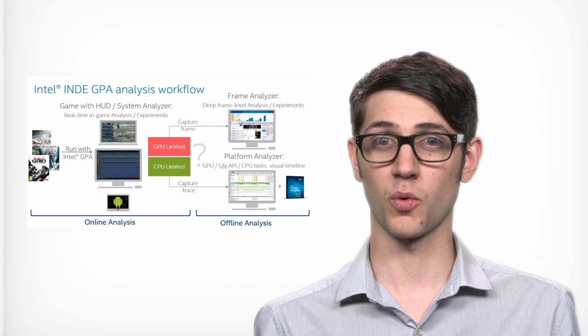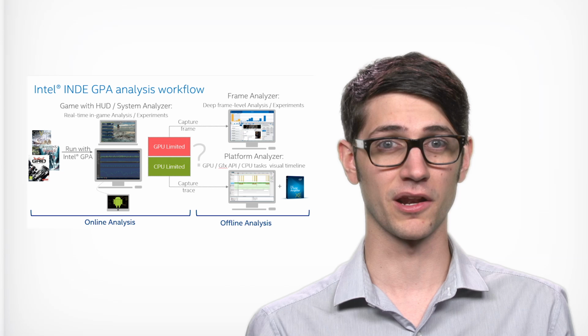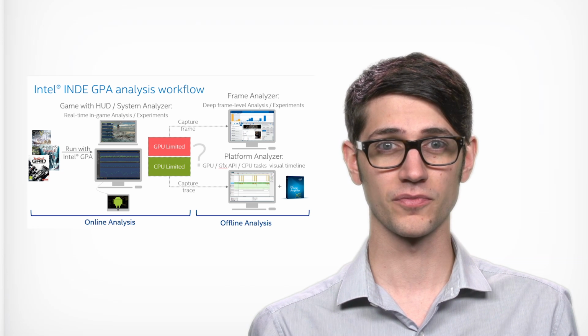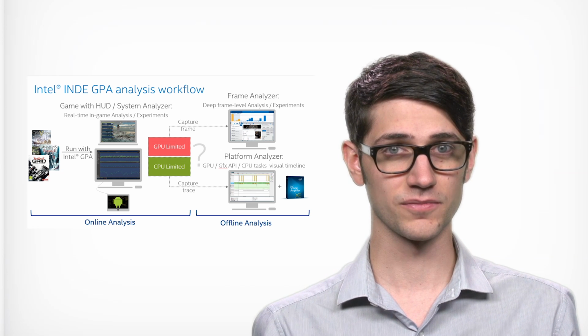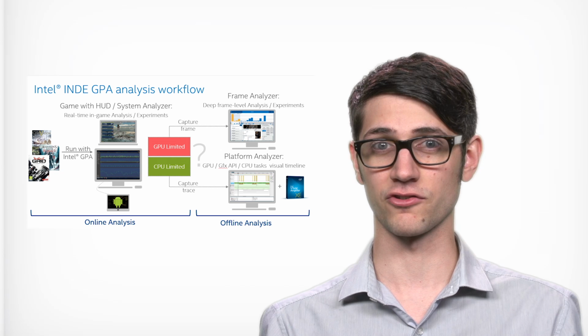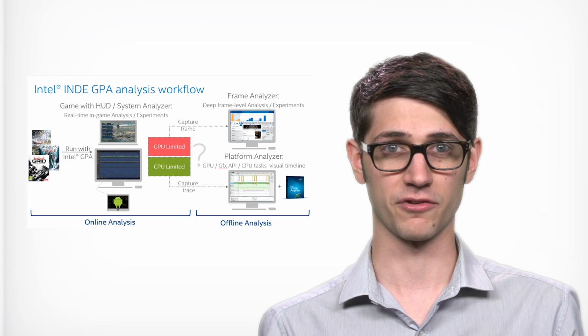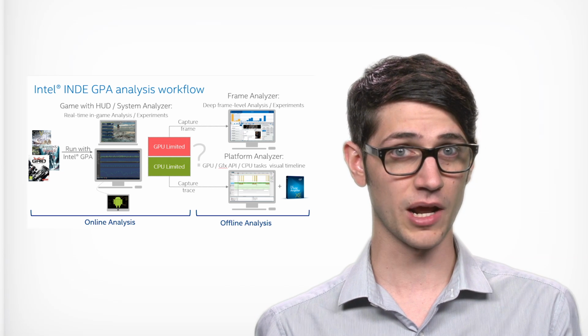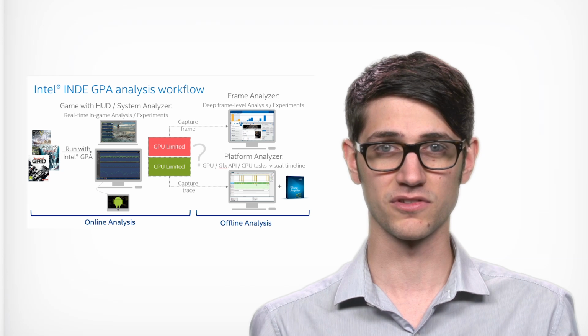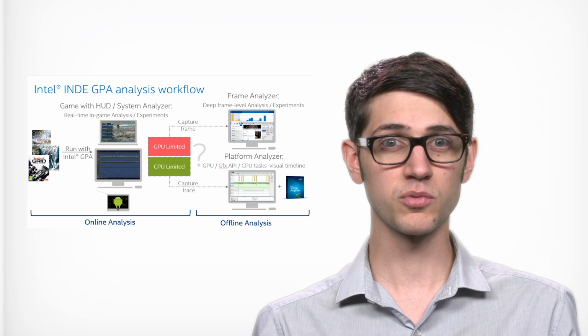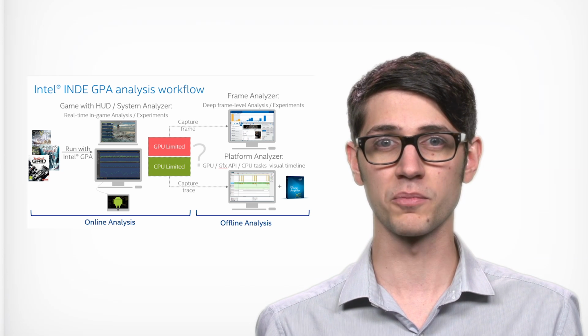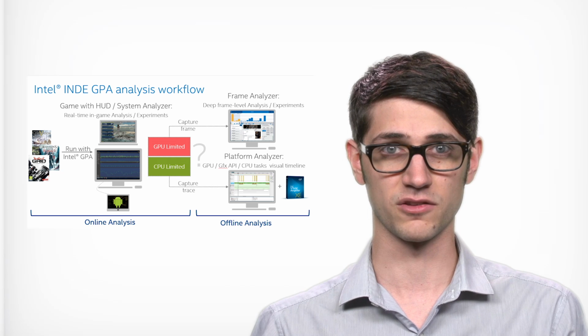The GPA workflow is quite simple, but slightly different depending on what platform you're developing for. Let's start with live analysis. If you're developing a DirectX application, your entry point is going to be Graphics Monitor. If you're developing an Android application, your entry point is going to be System Analyzer. Each will give you a readout of live metrics that will help you determine where your FPS is bottlenecked.